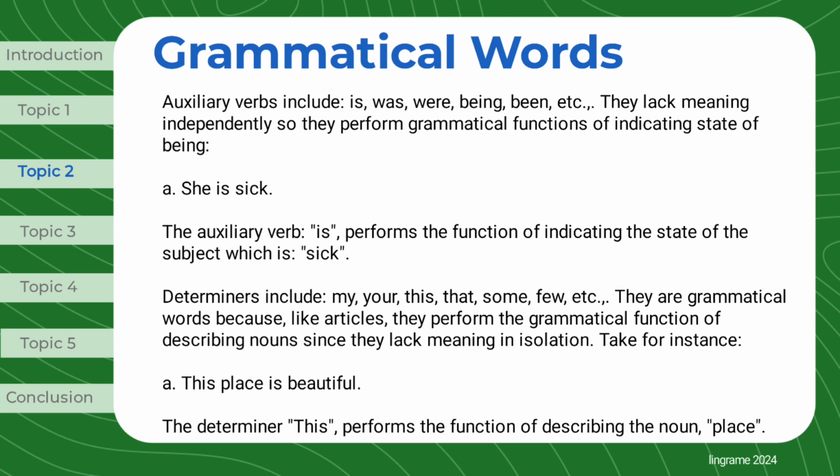Determiners include, my, your, this, that, some, few, etc. They are grammatical words because, like articles, they perform the grammatical function of describing nouns since they lack meaning in isolation. Take for instance, "This place is beautiful." The determiner "this" performs the function of describing the noun, place.